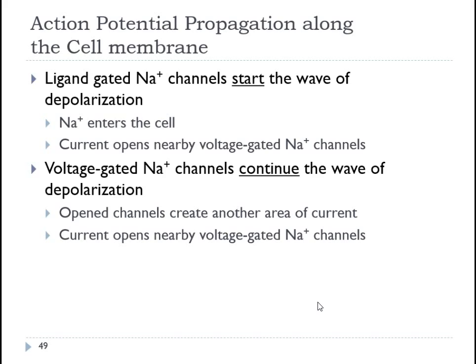Then there are voltage-gated sodium channels. And voltage-gated ones are the ones that will go ahead and carry that charge along the axon all the way to the end of it, and then pass it through a neurotransmitter.